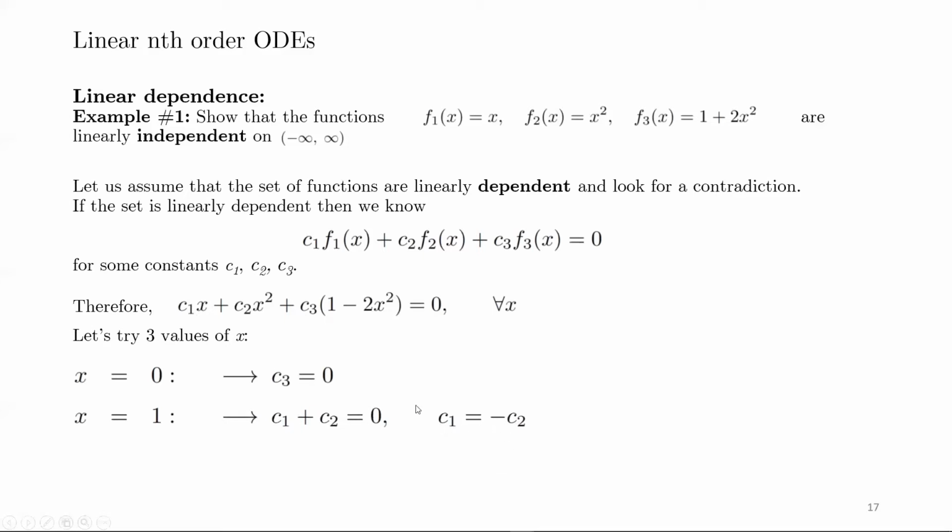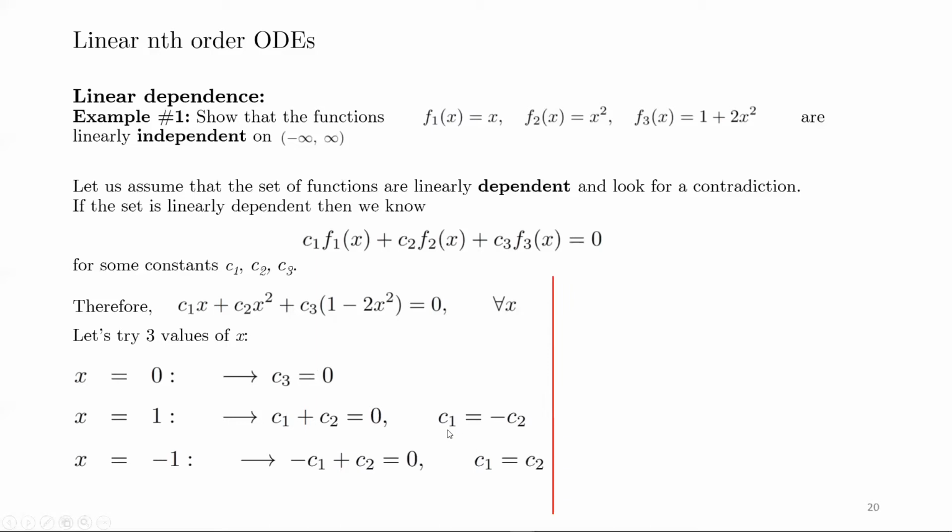So let's try another number here. So let's try x equals negative 1. And in this case we get negative C1. Negative 1 squared is 1, so we get negative C1 plus C2 equals 0, because C3 is already 0. Okay, but what this tells us is that C1 equals C2.